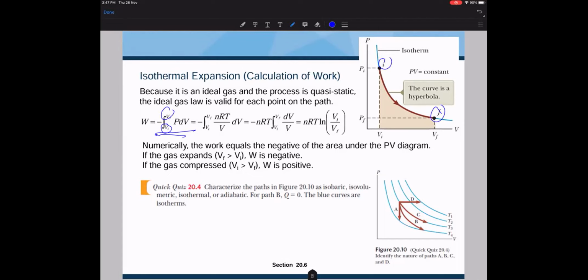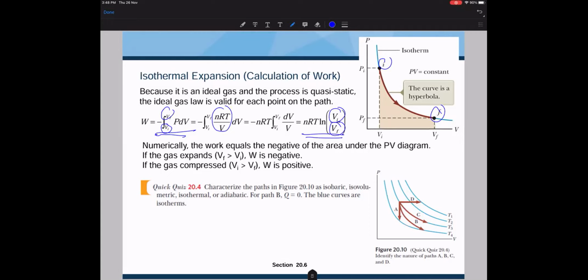And pressure is related to temperature and volume by the ideal gas law. So we replace the pressure by nRT over V. For those who know how to do integration, at the end this would be the result, where you could relate the work done on the system to the volume in the initial and the final states. So that is how we do the calculation.